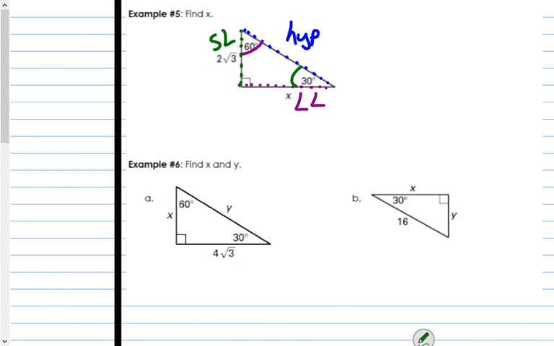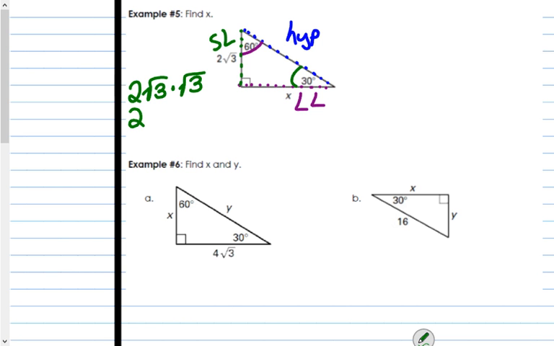So look up at your notes. How do we find the long leg? What do we need in order to find the long leg? The short leg. And what are we going to do to that short leg? Multiply by the square root of 3. So what is the short leg in this triangle? 2 square root of 3. And I'm going to multiply it by the square root of 3.